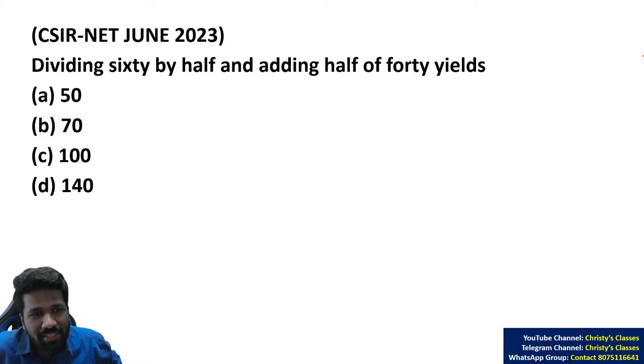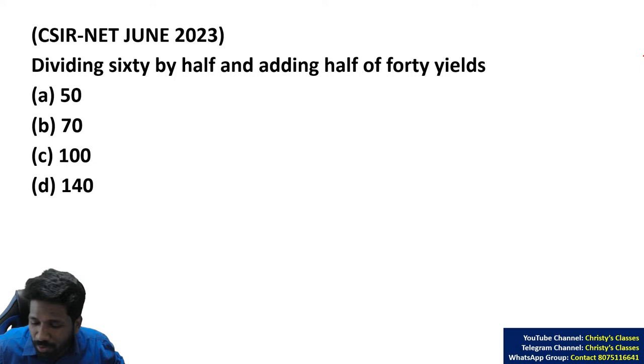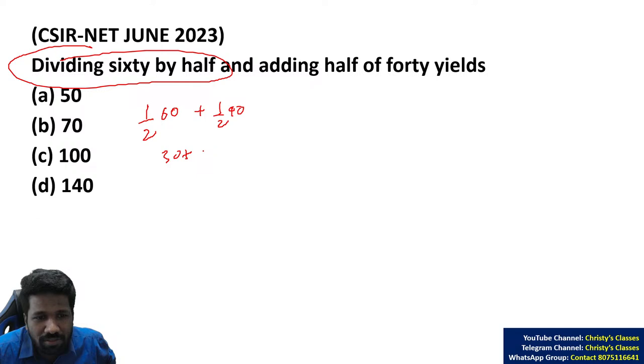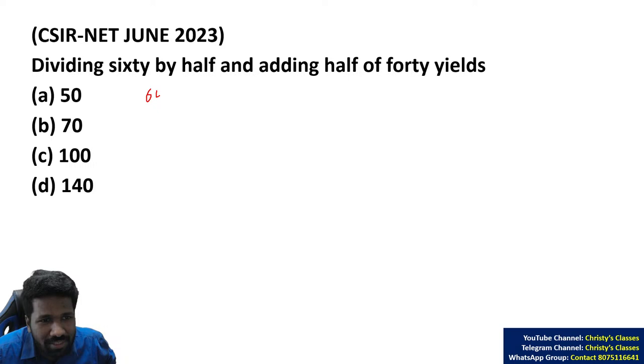That is why I am coming up with these series. So don't worry if you are getting a wrong answer while trying. Dividing 60 by half, that part, if you don't understand it correctly, you will get a wrong answer. Dividing 60 by half का meaning half into 60 आये, and adding half of 40. So half into 60 plus 20, 50 मिला, some of you, that is totally wrong. 50 is not the answer, because dividing 60 by half, not multiplying 60 by half.